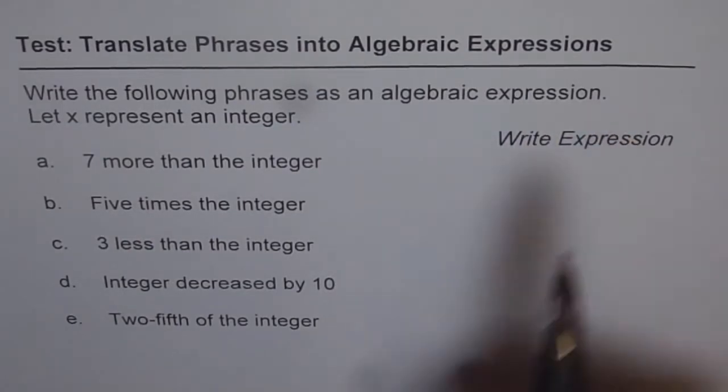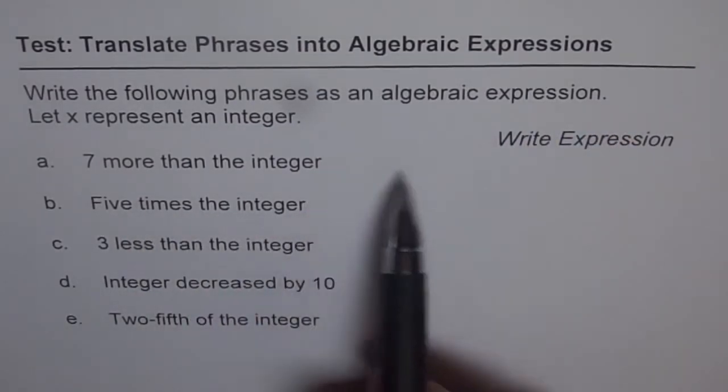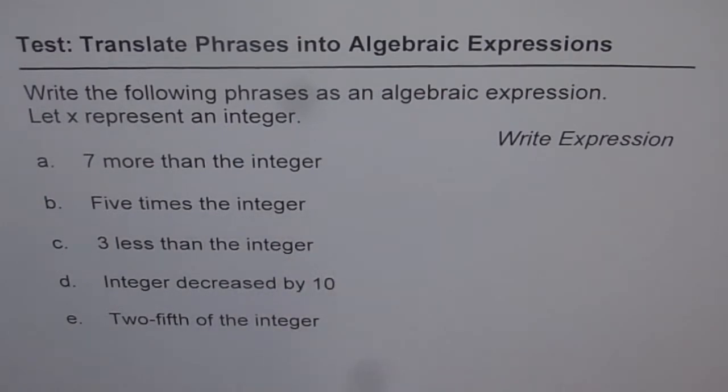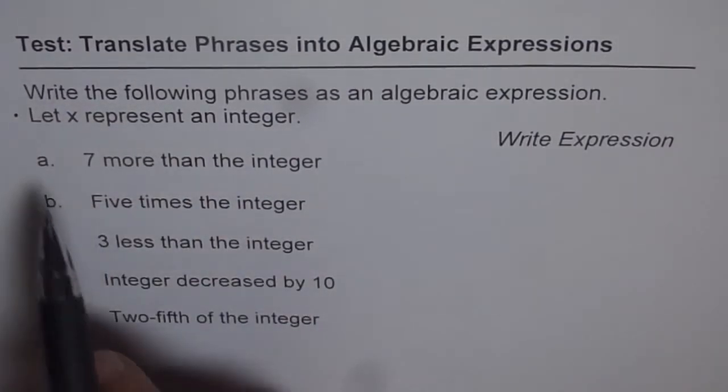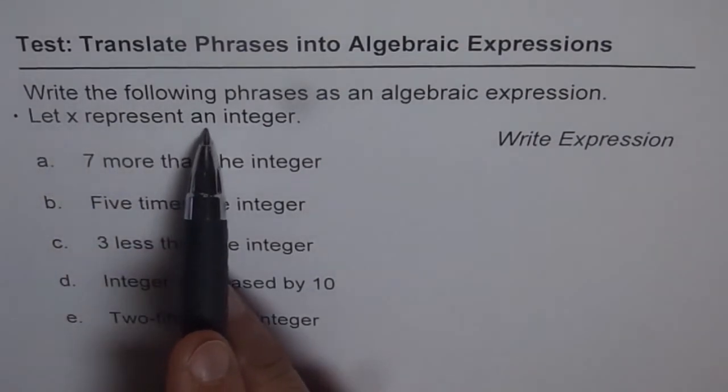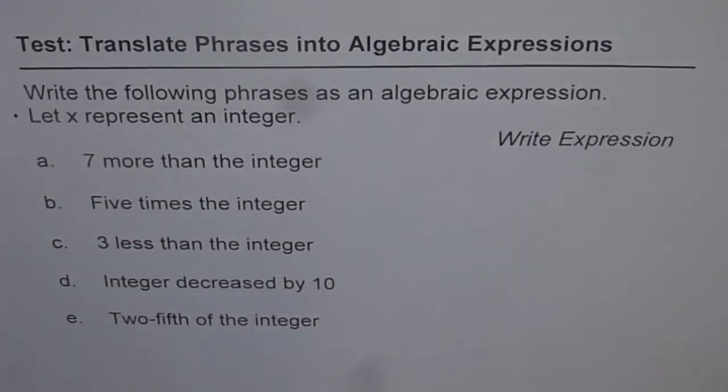Now, as you know, we should have a variable. So normally, if you have to translate a phrase, the first statement should be a let statement so that you define a variable. In this case, we have just given you a general let statement. It says, let x represent an integer. So you have to use x as an integer for all of these 5 examples. First one is 7 more than the integer.